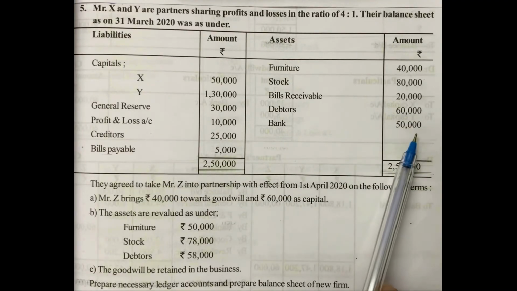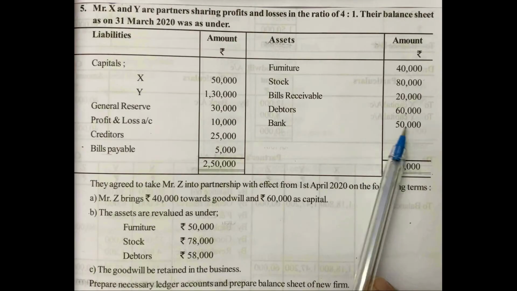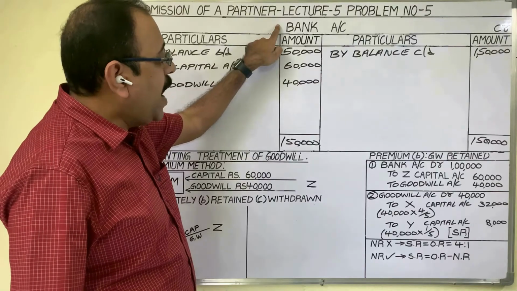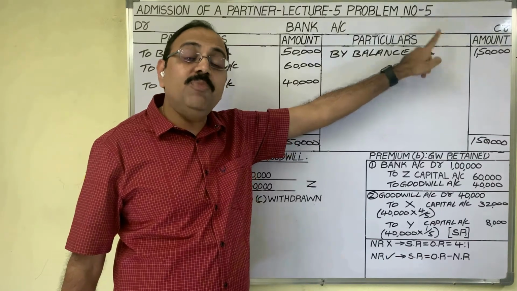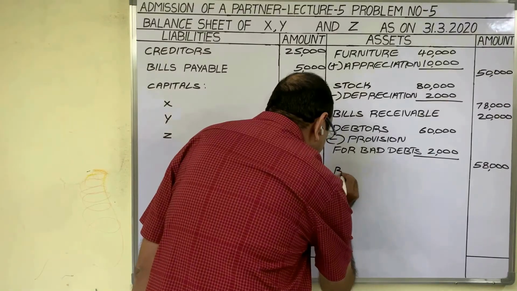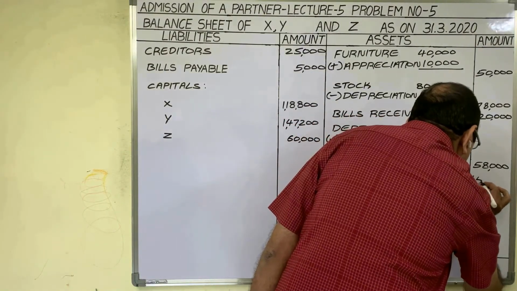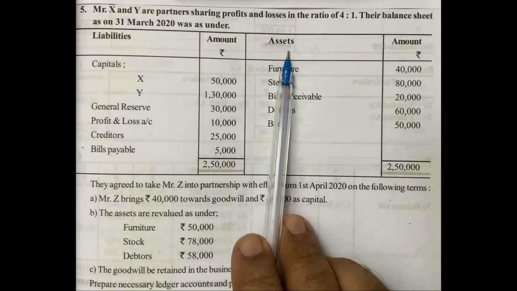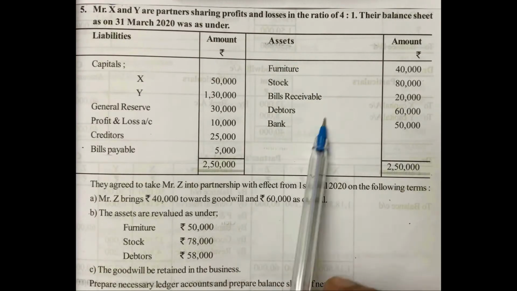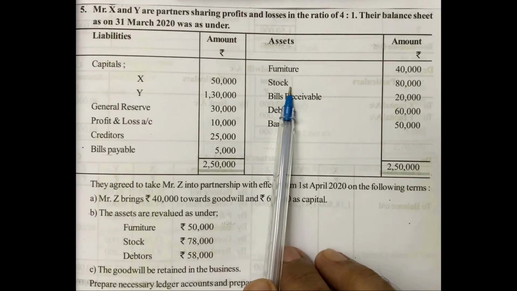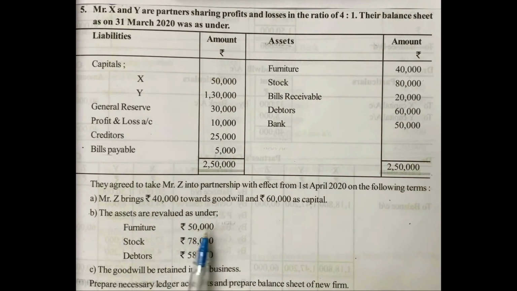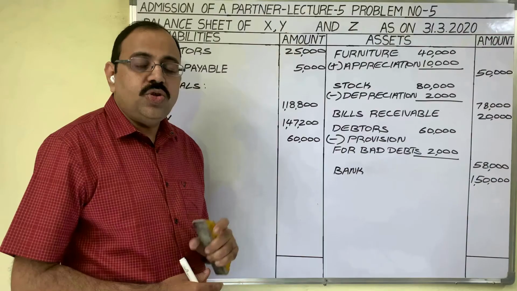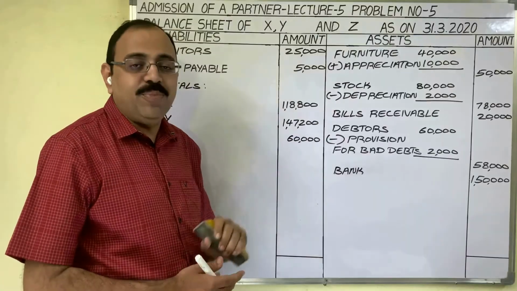Bank. Don't show this 50,000 rupees. Which amount we have to show here? In bank account, balance carried down amount is there, 1,50,000. This amount we have to show here. Bank, 1,50,000 rupees. So old balance sheet asset side amounts we have taken. Not only that, even in adjustments you have to verify whether any additional asset is given or not. There is no additional asset here. So all assets and liabilities are completed.